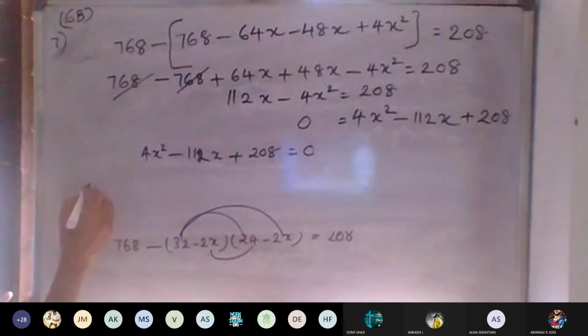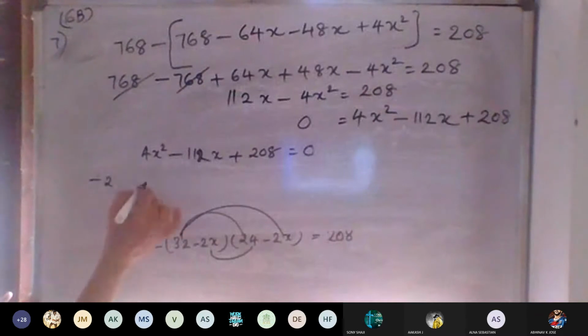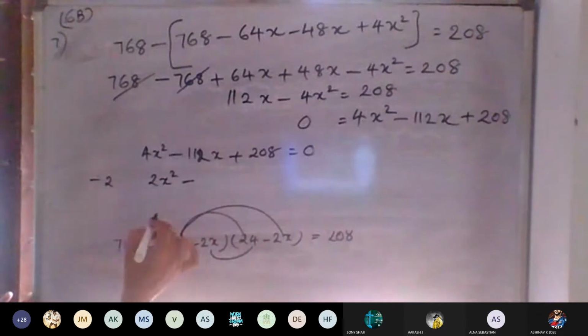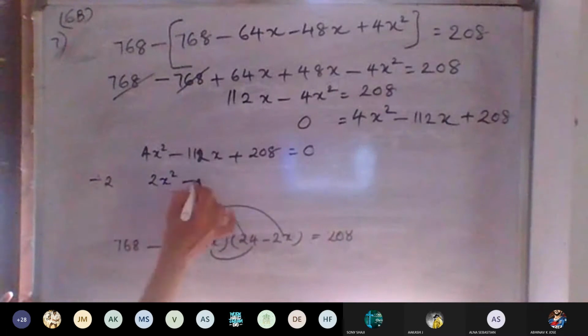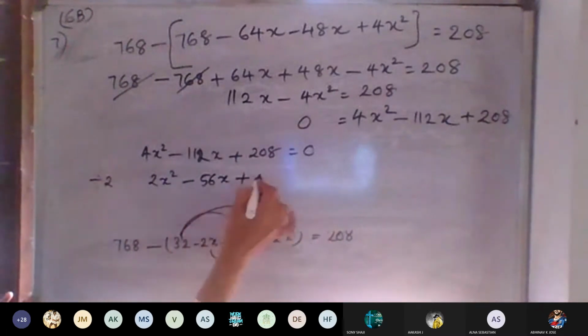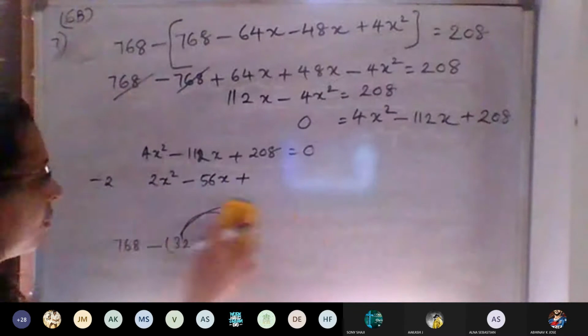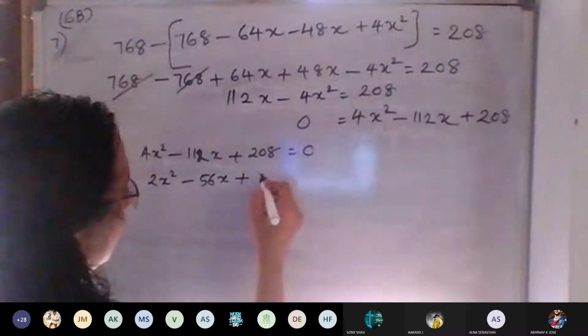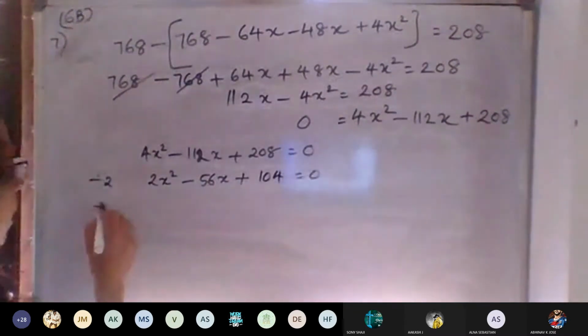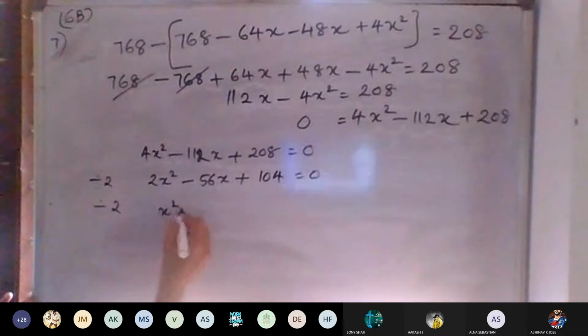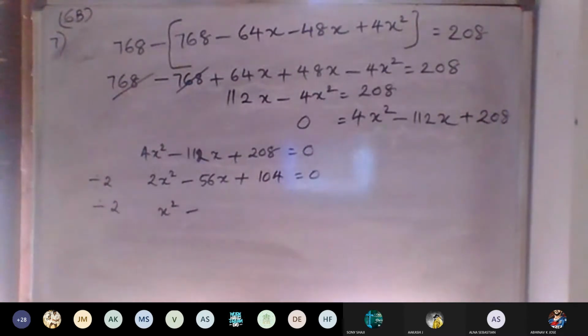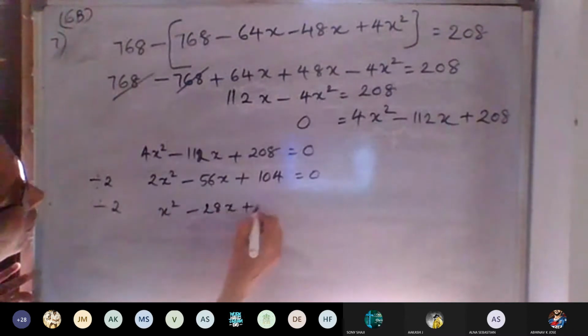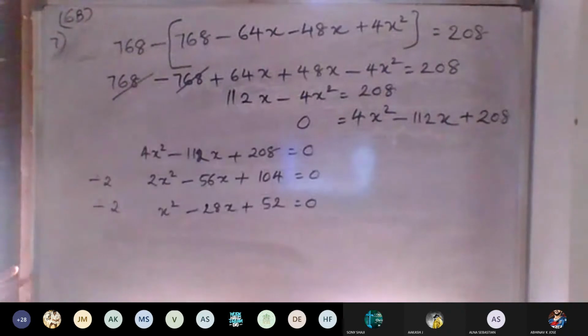Again, dividing by 2 means you have to divide it again. Okay, divide by 2. So it will be 2x square minus 56x plus 104. Again, you can divide by 2. 104 is equal to 0. So again, divide by 2. So it will be x square minus 28x plus 52.